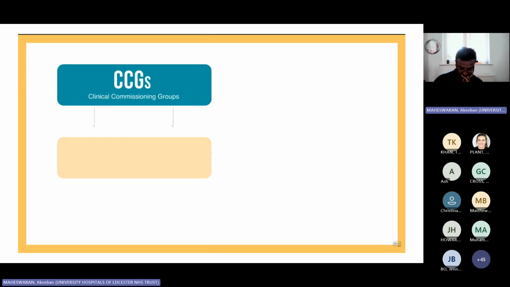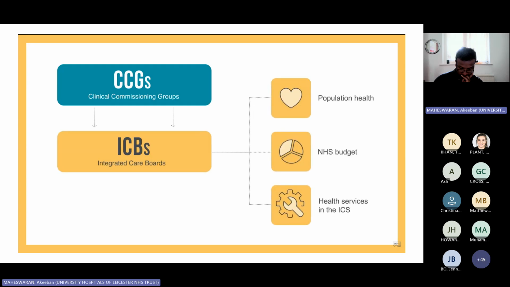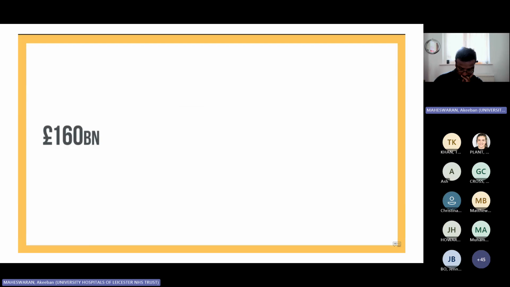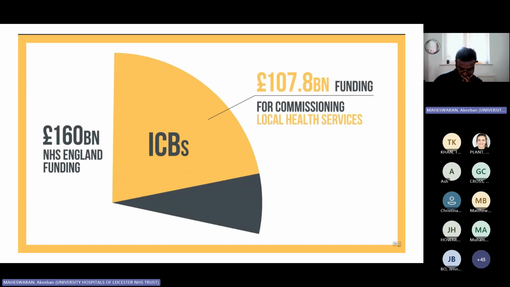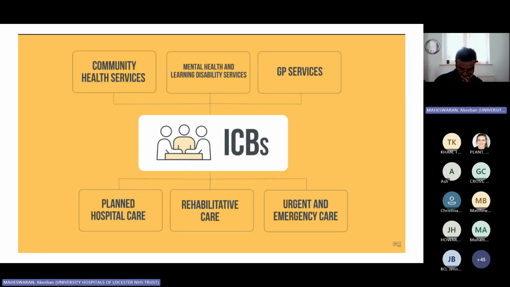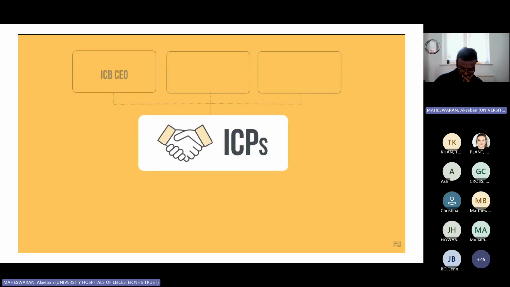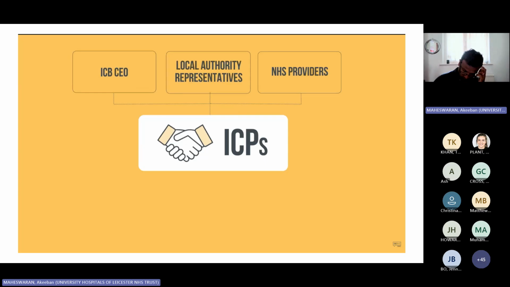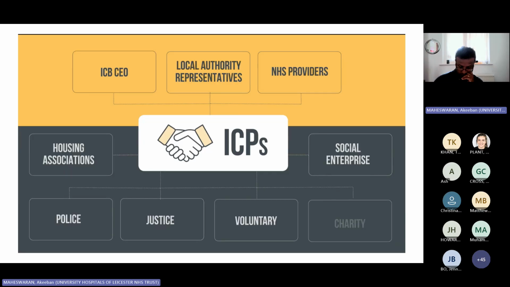ICBs replaced clinical commissioning groups, CCGs, and are now responsible for developing a plan for meeting the population's health needs, managing the NHS budget, and arranging for the provision of health services in the integrated care system. The majority of NHS England's budget, £107.8 billion, is allocated to ICBs for commissioning local health services. ICBs plan and commission services for their patients. The Integrated Care Partnership will also include the ICB CEO, local authority representatives and NHS providers, but may also include representation from other organisations.